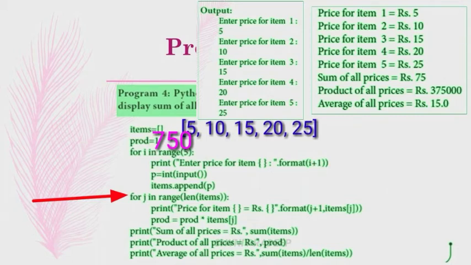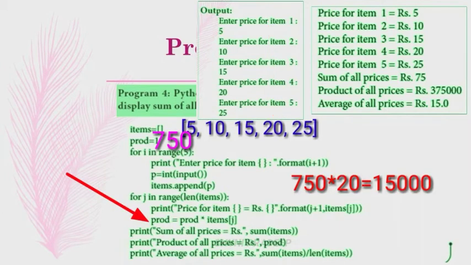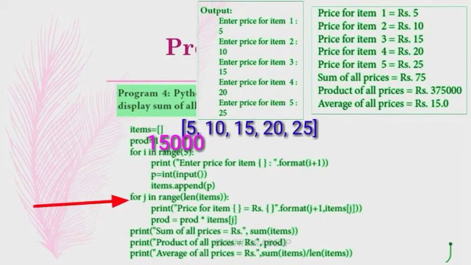Again check the for loop. Now j value is 3. Print price for item, j plus 1 means 3 plus 1, that is 4. Item 4 is equal to rupees 20. And next items j means what here? 20. Product is equal to 750 into 20. Answer is what? 15,000. So product value is what now? 15,000.